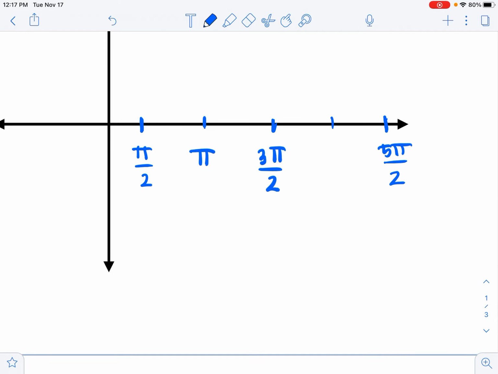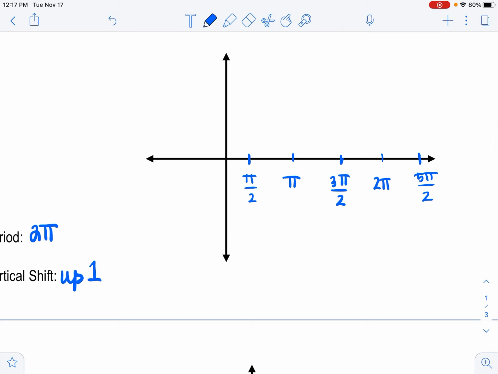What's directly in between 3 pi over 2 and 5 pi over 2? 4 pi over 2. But once again, this is simplifiable. That's 2 pi over 2. So I'm going to erase this, and I'm going to change it to 2 pi. So there are my tick marks on my x-axis.